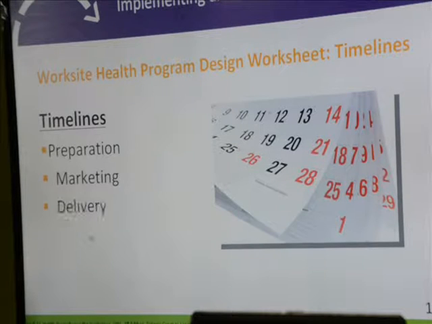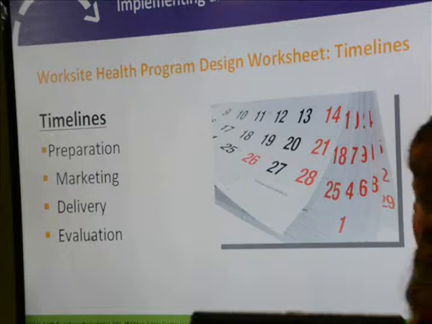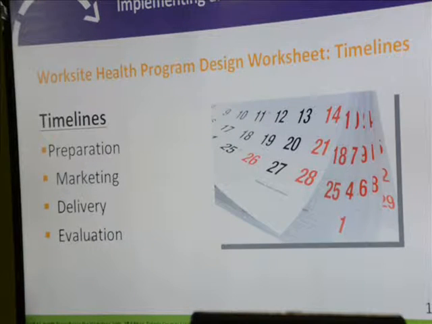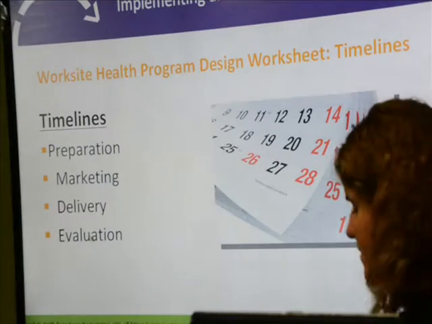Timelines, very important. You have to have a timeline for how long your preparation is going to take, marketing, delivery, and evaluation. So you may put a timeline for evaluation of 24 to 48 hours to get those evals back, especially if they're electronic. You could do a Survey Monkey of your worksite health program, and then you want to be able to get those back in a timely manner.